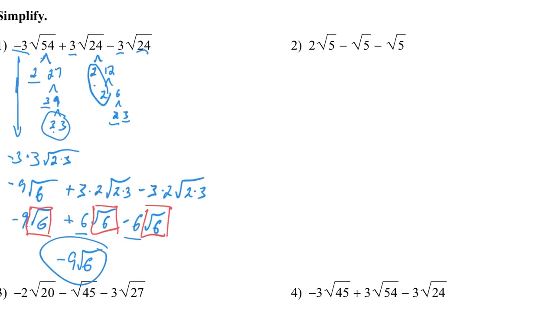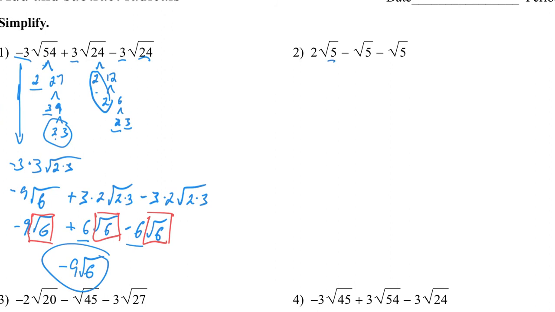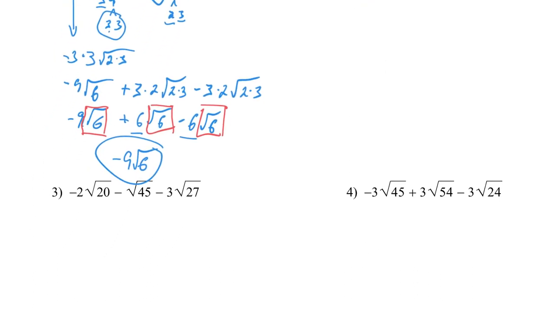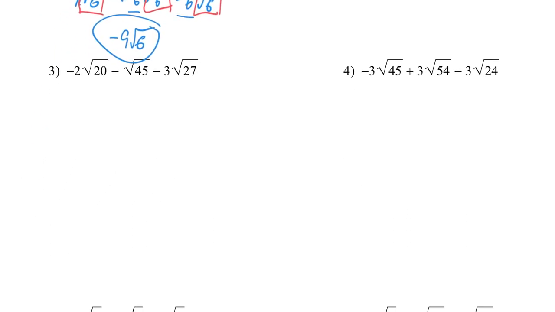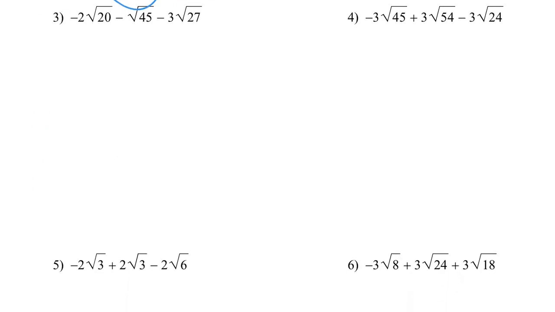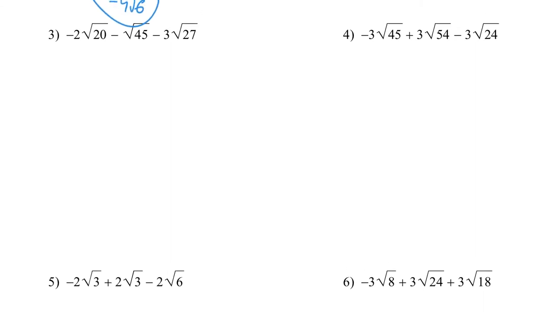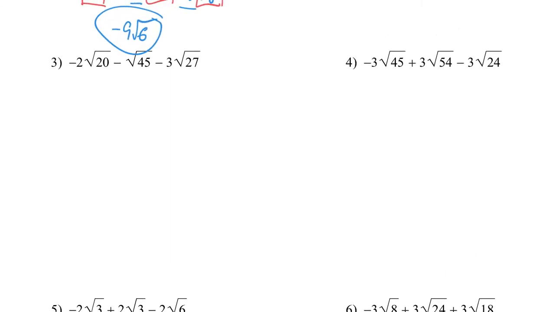Number 2, they're already all simplified. You can't factor 5 at all. So there's no simplifying, so you just combine the like radicals. So we have 2 minus 1 minus 1. 2 minus 1 would be 1, minus another 1 would be 0. So that's just coming out to 0. The rest of them, I believe you will have to simplify. I guess not number 5. But yeah, simplify your radicals and then see if any of them are the same. If they are, combine them.